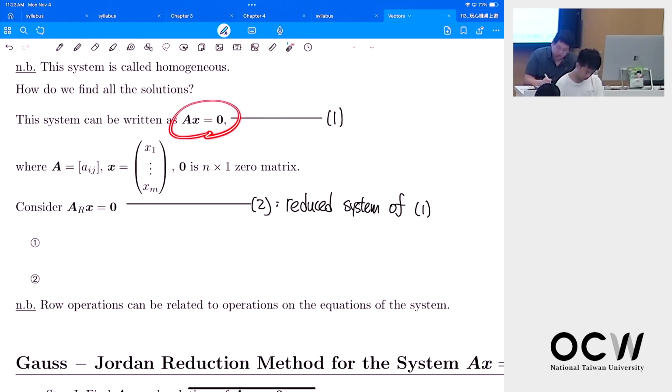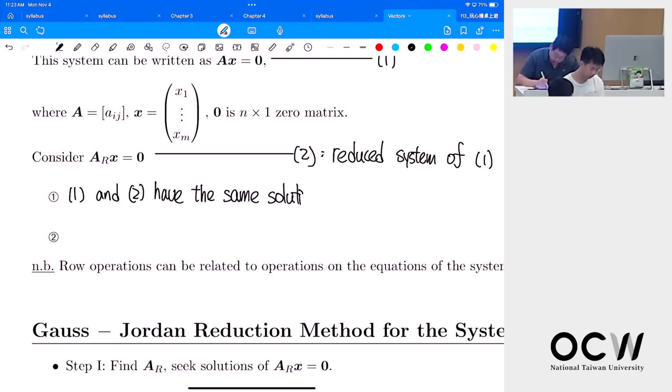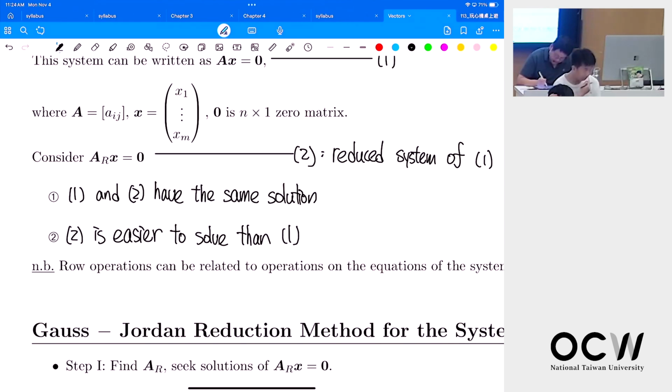No matter whether it is Ax equals 0 or the reduced matrix of A times x equals 0, they have the same solution. Equations 1 and 2 have the same solution. Since they have the same solution, which one is easier to find the solution? Of course, the second one, because the leading entries are 1, right? You don't need to multiply something. You can directly get x equals what or y equals what. The second equation is easier to solve than the first equation.